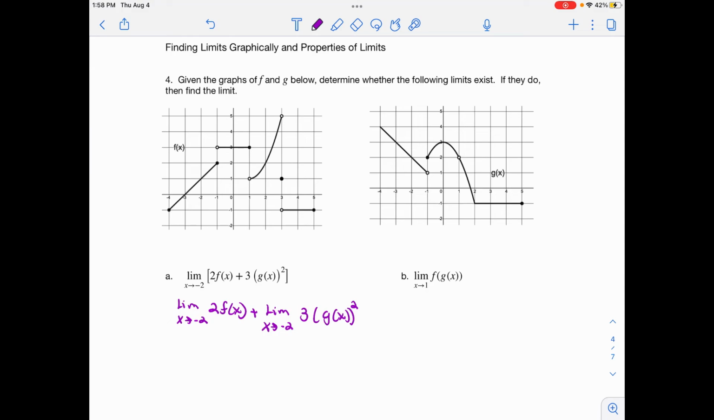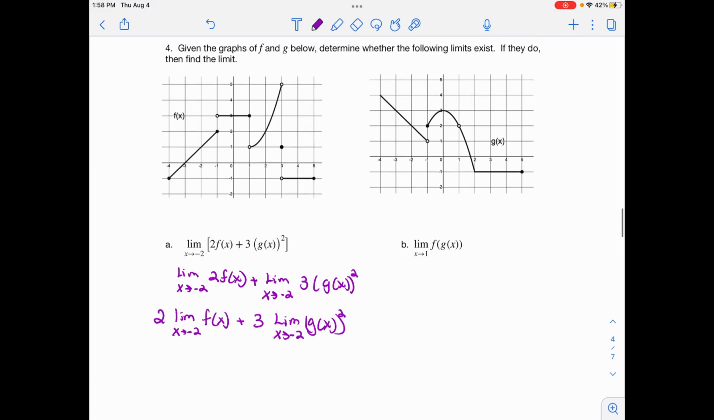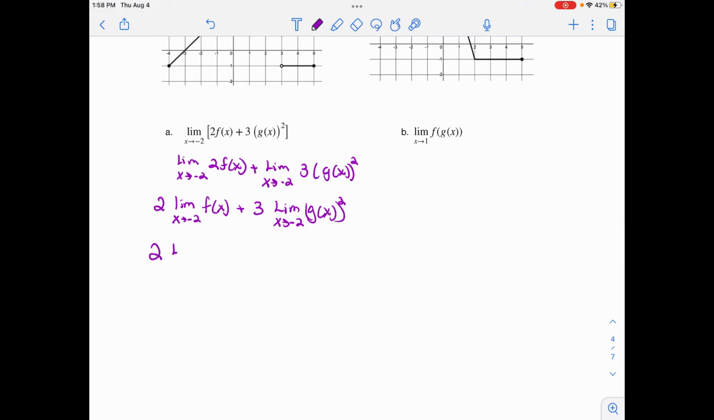And I'm going to take this constant out. So that's 2 times the limit as x goes to negative 2 of f of x plus 3 times the limit as x goes to negative 2 of g of x quantity squared. Then I'm going to use my power rule. And that becomes 2 times the limit as x goes to negative 2 of f of x. That term stays the same. And then the limit as x goes to negative 2 of g of x quantity squared is the same as the limit as x goes to negative 2 of g of x, and that answer squared.